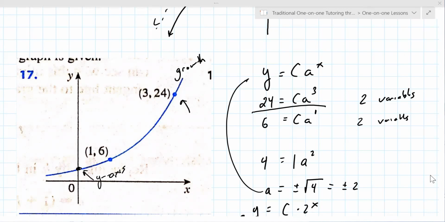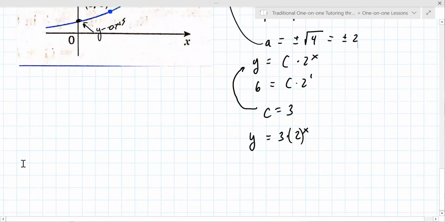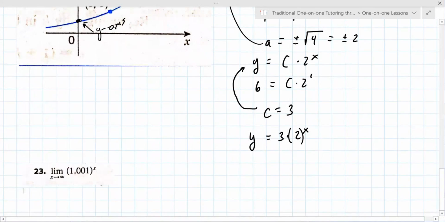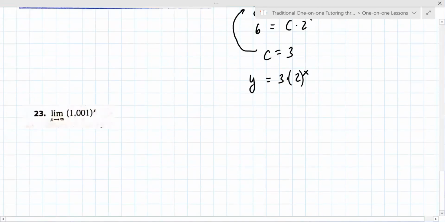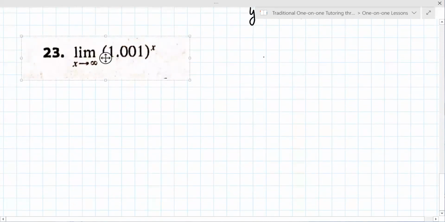Okay, can I move to 23? Yeah, can you see it? It's cut off on my screen. It's just the limit as x goes to infinity of 1.001^x. Is that right? Yes. Okay, so there's a property: the limit as x goes to infinity of 1 over x to the p.